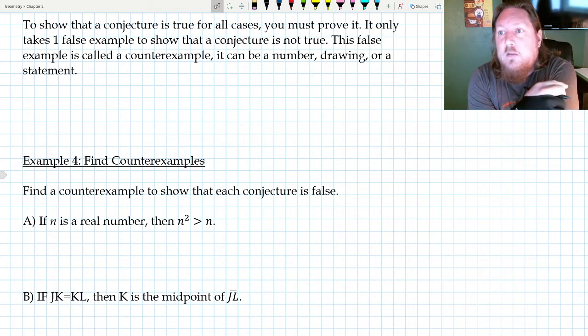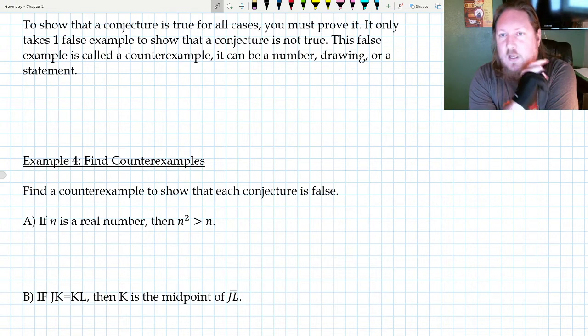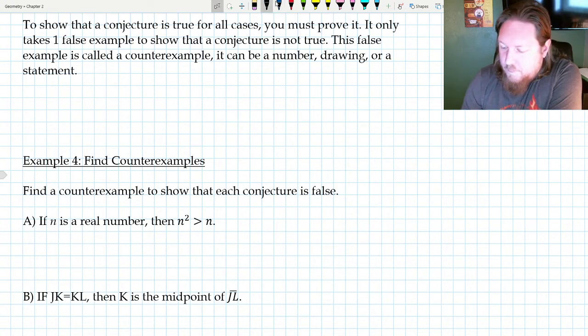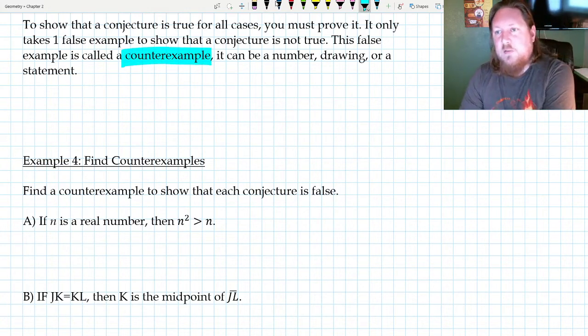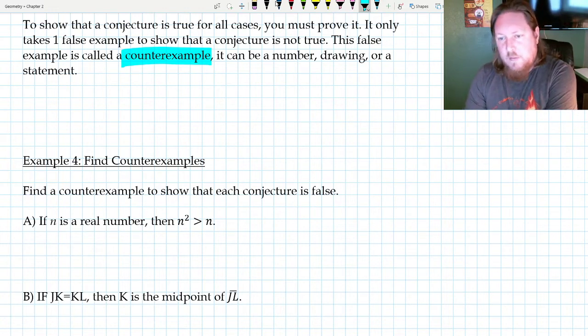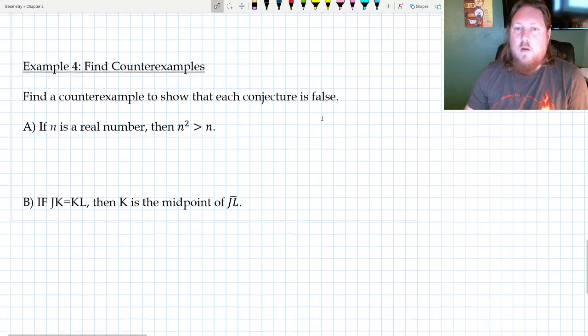But it is something you're going to learn to do. The nice part is to prove something is false, it only takes one example. So proving something is true is a lot of work. Proving something false just takes one counterexample. And that's the big thing here, we've got to learn how to use counterexamples. It can be a specific number or drawing or some sort of statement, and it just shows your conjecture is false.